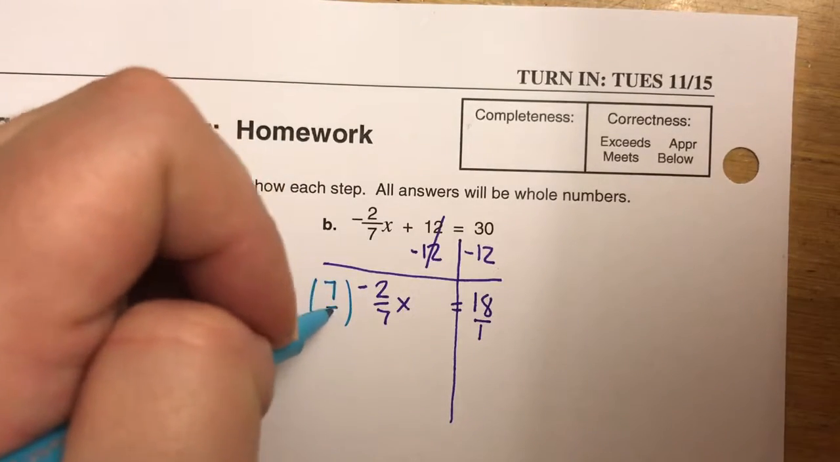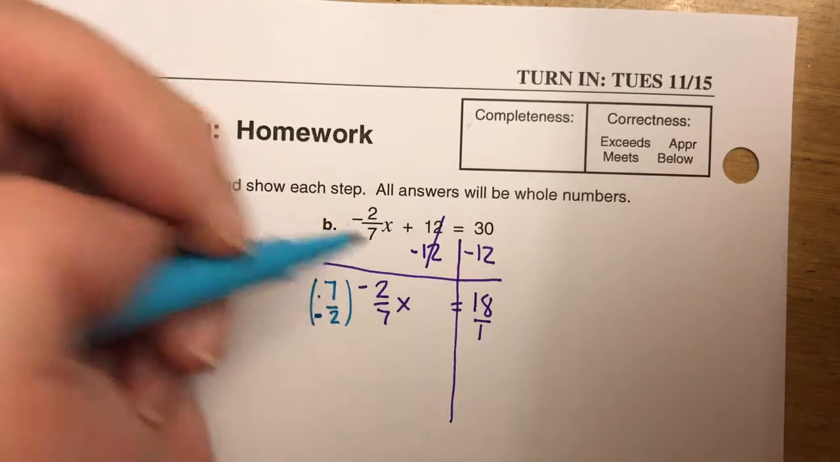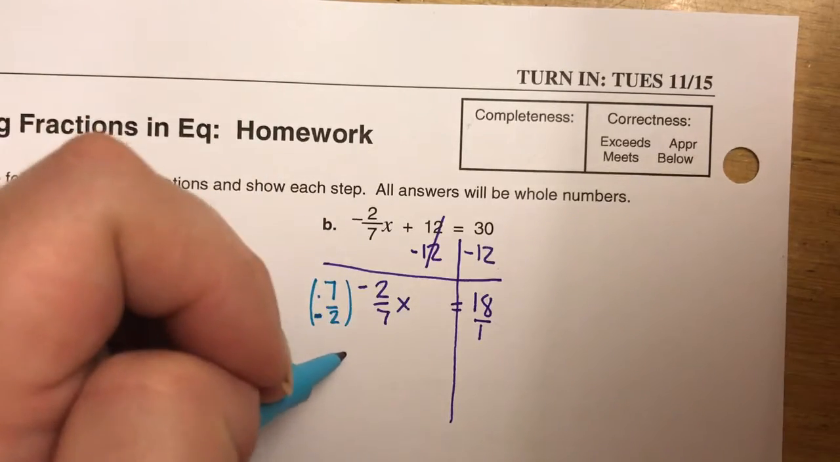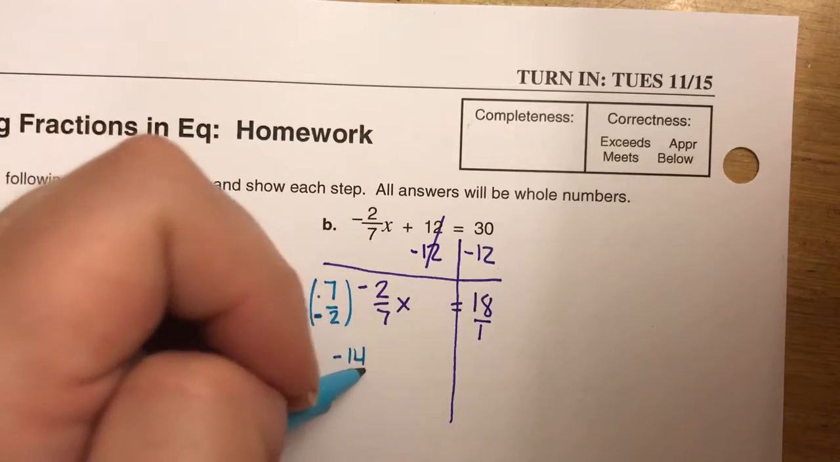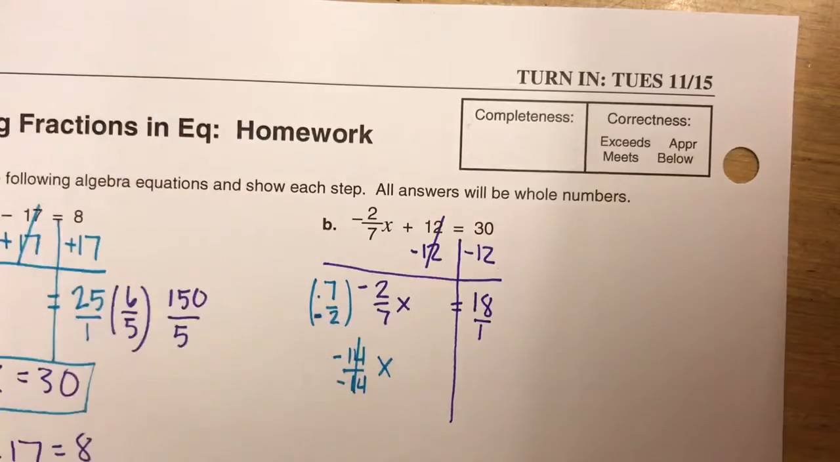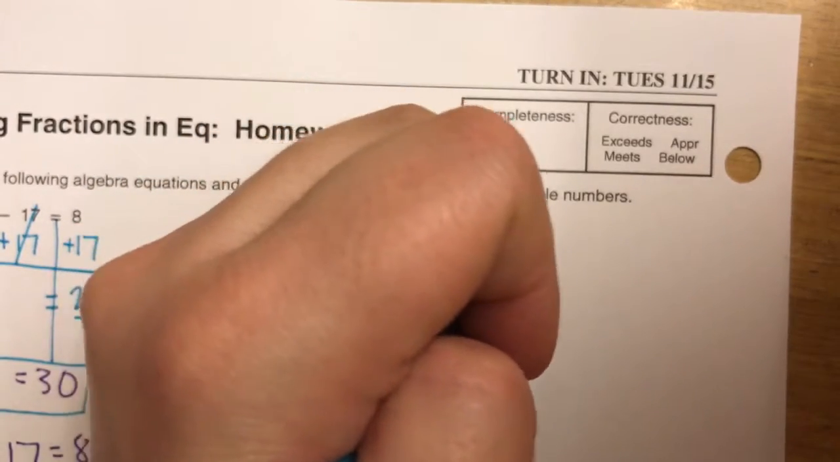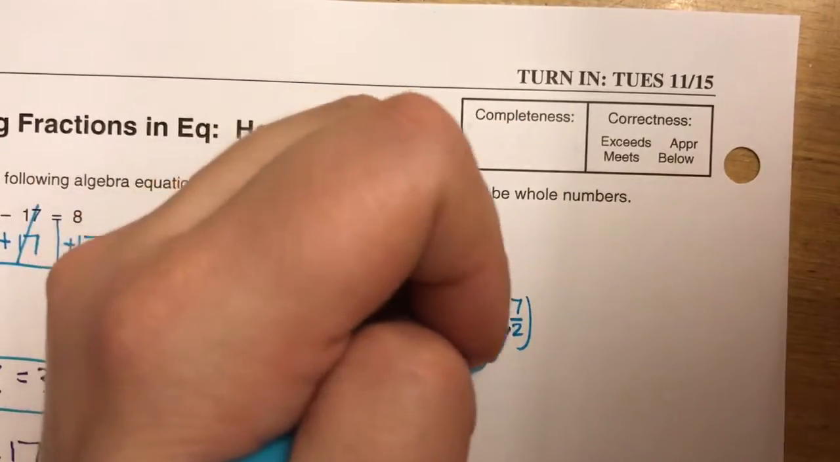So I have 7 over 2. And I'm going to bring that negative sign over here just to match the 2. And so I have 7 times negative 2 is negative 14. Negative 2 times 7, also negative 14x. Cross this out, this just becomes 1x. And I'm going to multiply the 7 over 2 like this, but this is a negative 2.